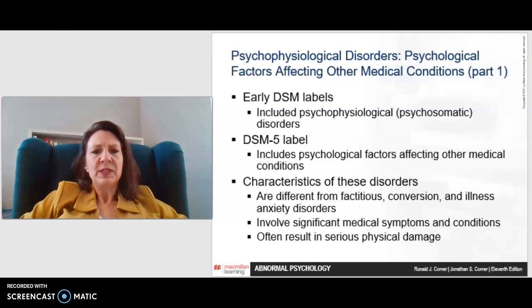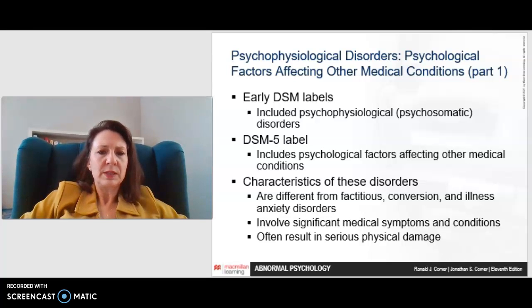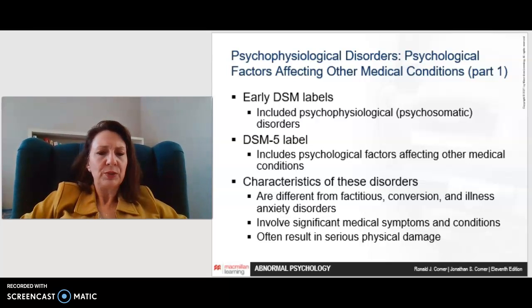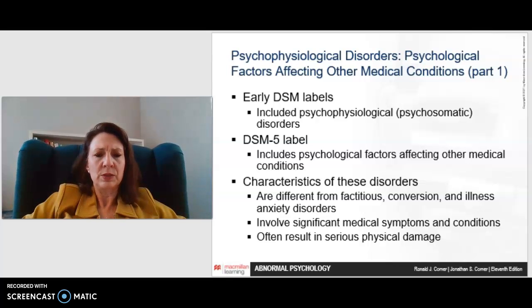Then we have psychophysiological disorders or psychological factors that affect other medical conditions. The early DSM labels included psychophysiological disorders. In the DSM-5 text revision, we include psychological factors that affect other medical conditions as the terminology. The characteristics of these disorders are different from factitious, conversion, and illness anxiety disorders. They involve a significant number of medical symptoms and conditions and often result in serious physical damage.